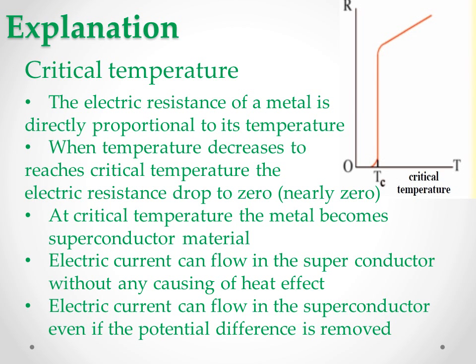Explanation. Critical temperature. The electric resistance of a metal is directly proportional to its temperature. When the temperature decreases and reaches the critical temperature, the electric resistance drops to nearly zero. At the critical temperature, the metal becomes a superconductor. Electric current can flow in the superconductor without any heat effect. Electric current can flow in the superconductor even if the potential difference is removed.